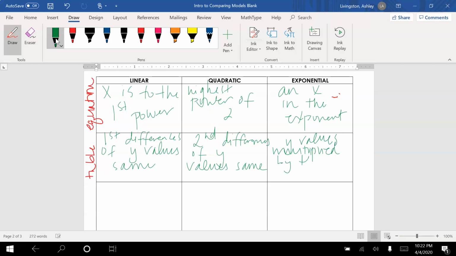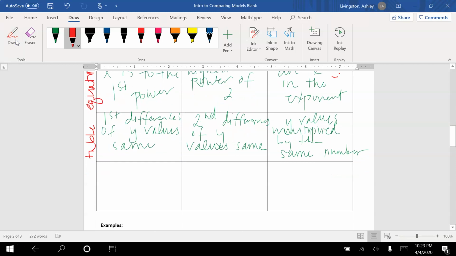So we're going to do some examples of this in a moment. But in terms of identifying from a table, I usually always check to see if it's exponential to begin with, because I'm going to look to see if it's being multiplied by a common number right off the bat. And then the last part of this was the graph.